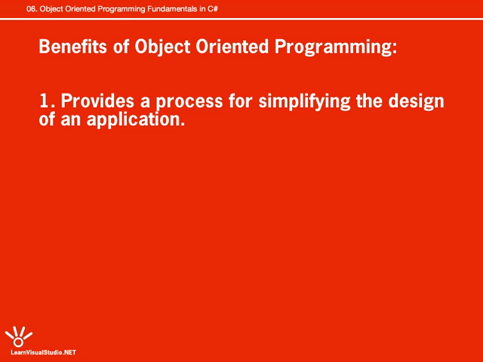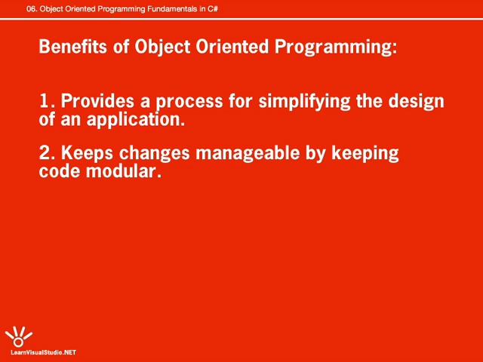Just thinking in terms of objects sometimes makes conceptualizing how to construct a program a little bit easier. Second, if you keep everything related to a car, in this instance, in one class, it makes it easy to change how your application functions by just changing the code in one place.